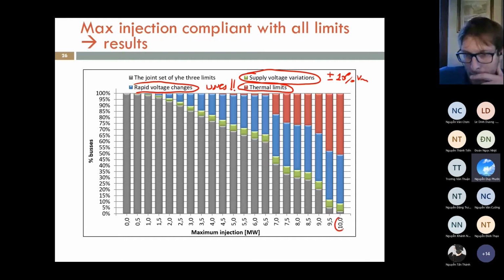Basically, if I inject 10 megawatt in the current buses of distribution networks, almost 100% of the buses have either a thermal limit issue or a rapid voltage change issue. Even if I install, let's say, 6 megawatt, I have a certain amount of buses that don't like to have this RES installed.